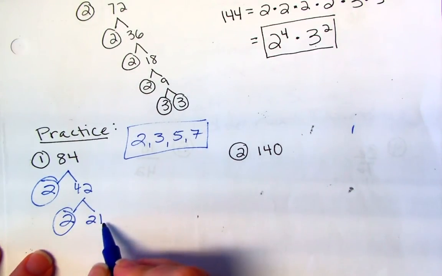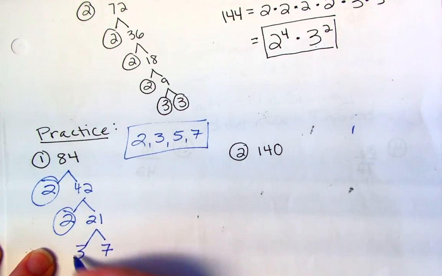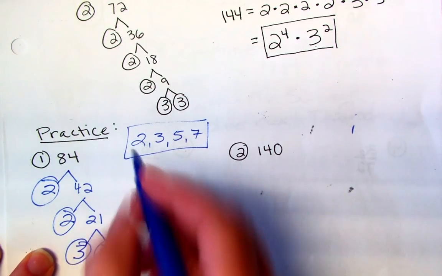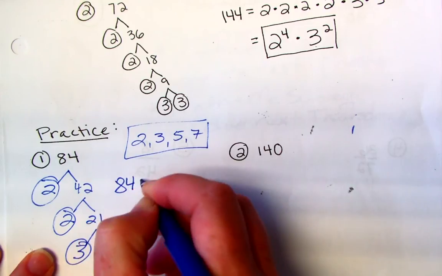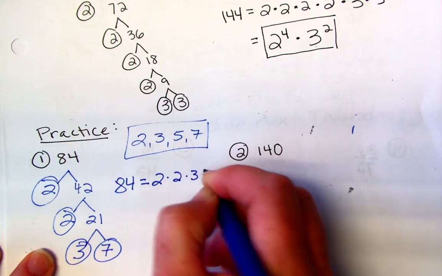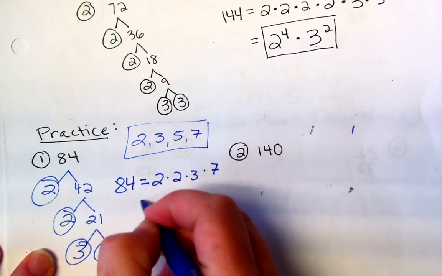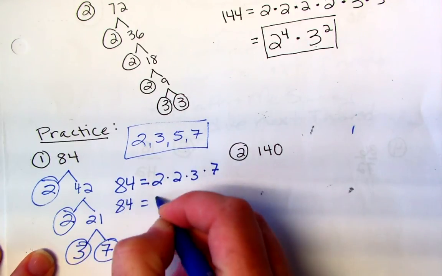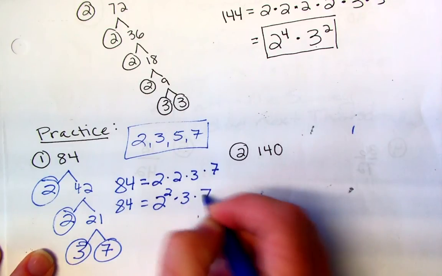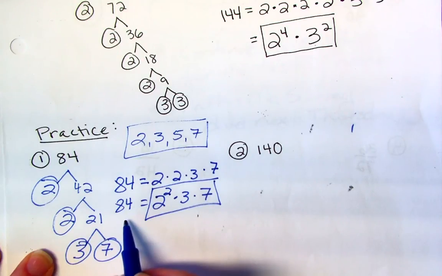And that's another composite number, so I'm going to go ahead and factor that out by 3 and 7, because 3 times 7 gives me 21. These are all primes, so I'm going to circle that. And then I write it out as 84 equals 2 times 2 times 3 times 7. But we want to write this to a power. So this is going to be 84 equals 2 squared times 3 times 7. So this is your prime factorization of 84.